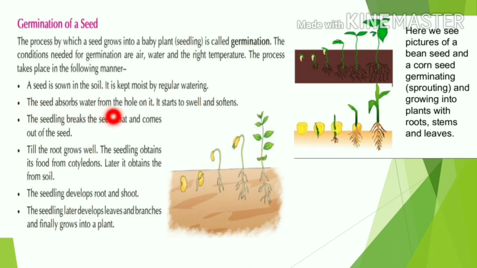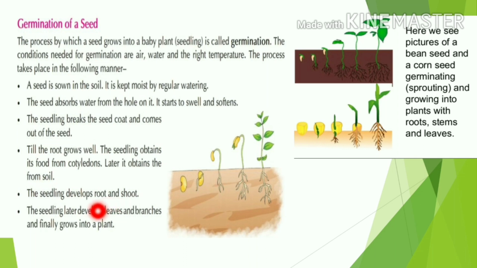The seed absorbs water from the hole on it. It starts to swell and softens. Then the seedling breaks the seed coat and comes out of the seed. Till the root grows well, the seedling obtains its food from the cotyledon. Understand? So that is the function of the cotyledon, to provide the baby plant the food. Later it obtains food from the soil. After it forms the root, then it can absorb all the nutrients and the water from the soil.